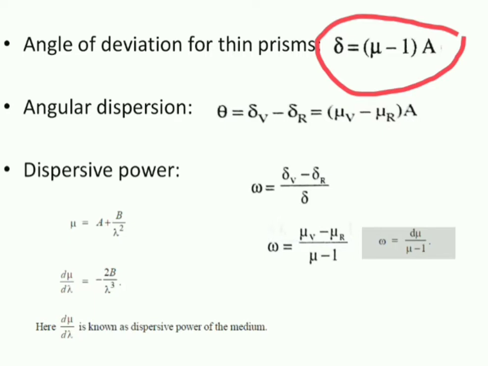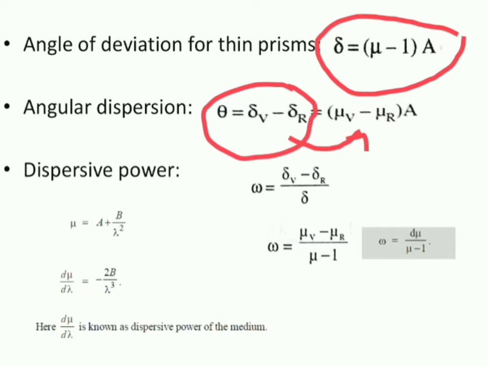Then come to what we mean by angular dispersion. Just now I told you a light ray passing through a prism splits into its composite colors. The deviation produced by violet color minus the deviation produced by red color is called angular dispersion. You can apply this formula for any prism. But if the prism is thin, you can modify it into (mu v minus mu r) into A. This is only for thin prisms. But for any prism, angular dispersion is delta v minus delta r.